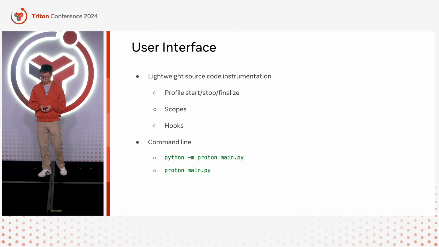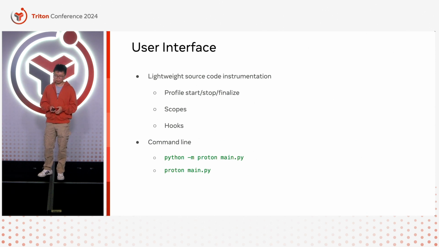Next, I'm going to dive into detailed usage of Proton's interface. Like I mentioned, it has two major interfaces: an instrumentation-based interface and a command line interface. The command line usage is quite straightforward. We can either prepend proton before your Python script or invoke it as a Python module. But what makes it a bit more complicated is the instrumentation-based interface, which is our focus in this tutorial.